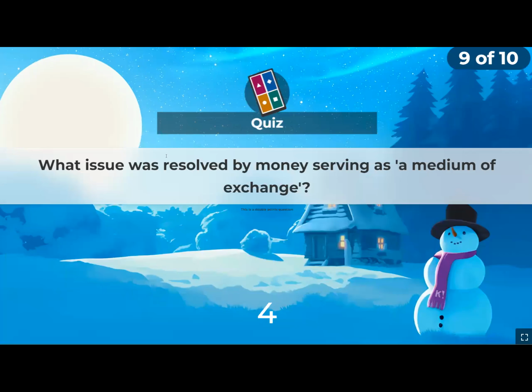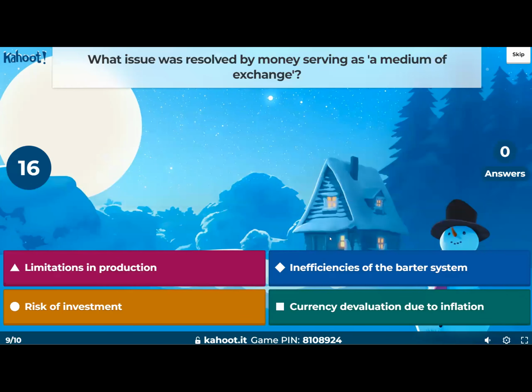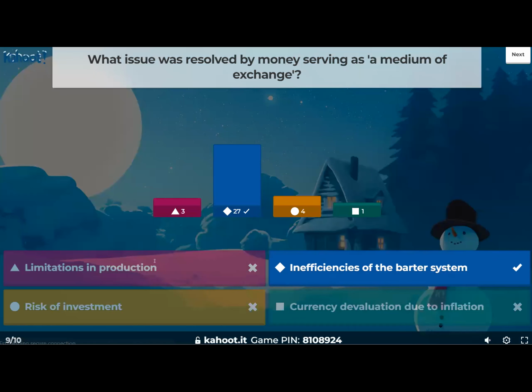What issue was resolved by money serving as a medium of exchange? Limitations of production, inefficiencies of the barter system, risk of investment, currency devaluation due to inflation. Because of money coming in as the medium of exchange, which problem was resolved? Now, the inefficiencies in the barter system. Remember, we talked about this at the very beginning.